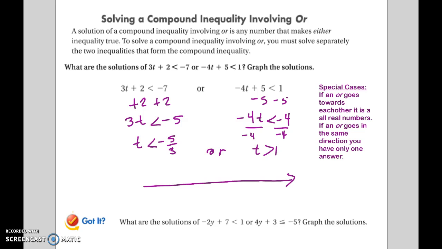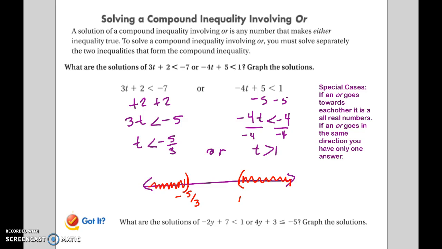We graph. Here is negative 5/3. Here is 1. It's greater than 1, so parentheses going this way, shading this way because it's greater, and that's where the numbers are greater. It's less than negative 5/3, so parentheses because it's less than, and it goes this way because these are where the numbers are smaller. And so they're shading opposite from each other, which means that we did it correctly because it's an or.